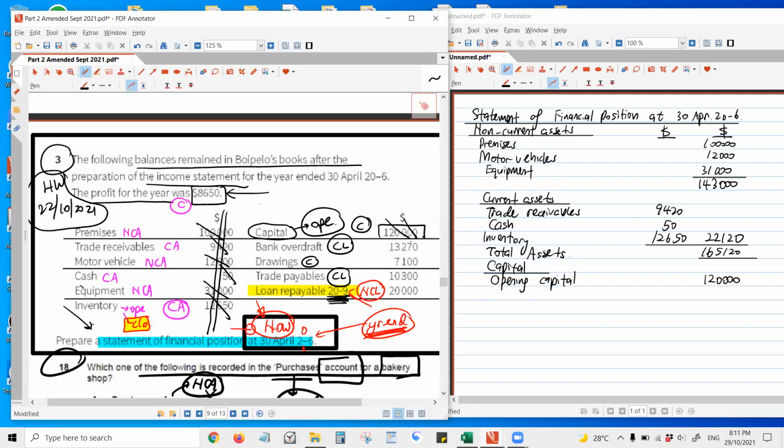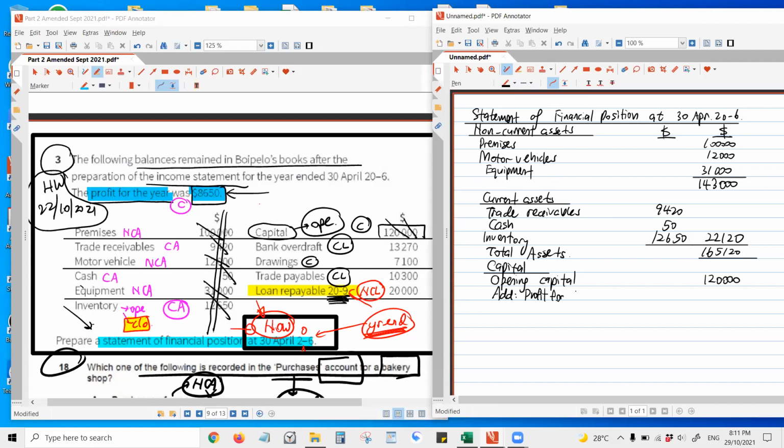Don't forget to take 8650. Any of you who have attempted this question, I think one of the possible mistakes you have made is leaving out the 8650 profit for the year. Not sure if any of you made this mistake, but it's a very, very common mistake by all my students, especially those who are new to the subject. So put in add profit for the year, 8650.